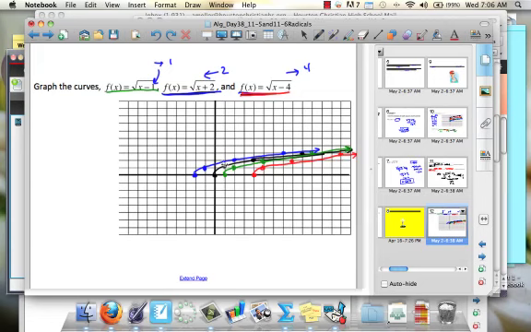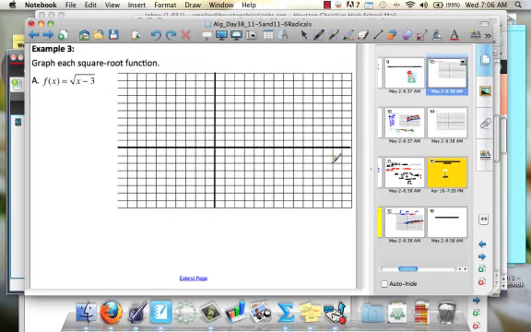You're probably saying to yourself, man, they get really close together. Well, yeah, of course they do. This is like a parabola kind of cut in half and sideways. Okay? Alright, so we're going to graph the square root function.